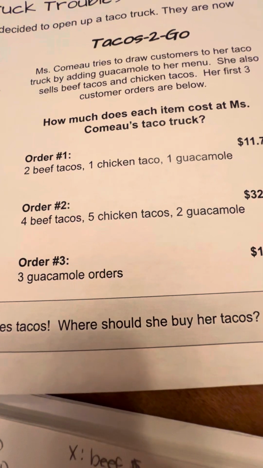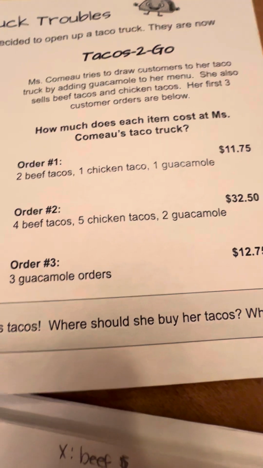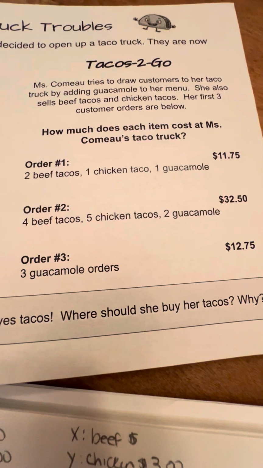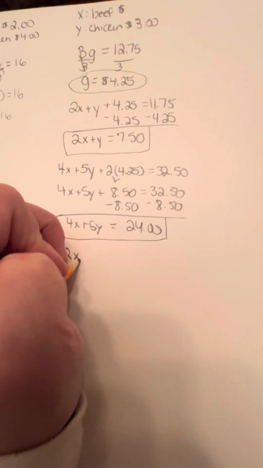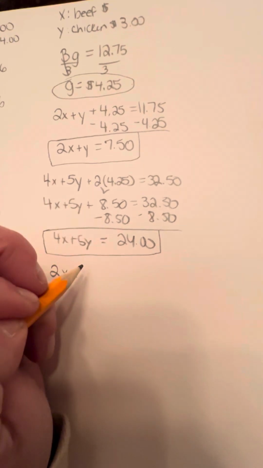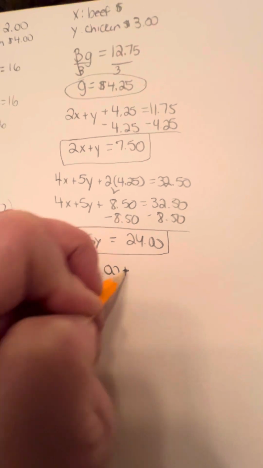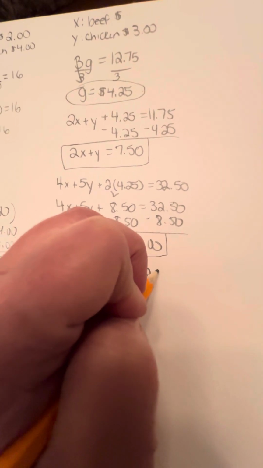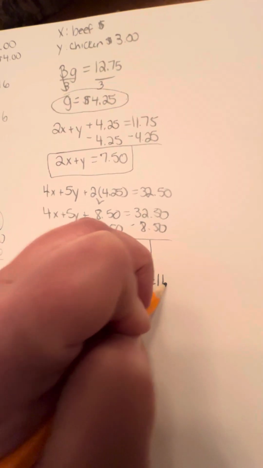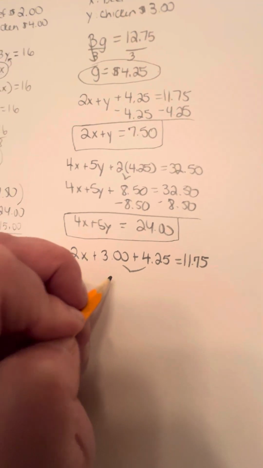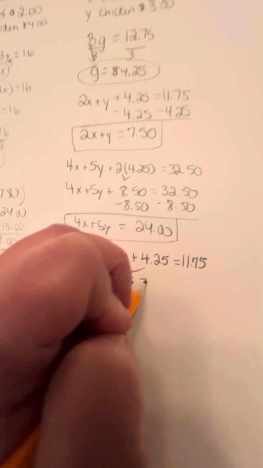Then we go back to any of the two original equations. We'll just go with the beef tacos equation. It doesn't really matter, but let's go with that one because I think it's a little bit easier. There's less to do there. 2 beef tacos, we don't know how much those cost. So 2x plus 1 of those chicken tacos, which we now know is $3, and there was an order of guac, which is $4.25, and that was totaling $11.75. We combine these together, we get $7.25.